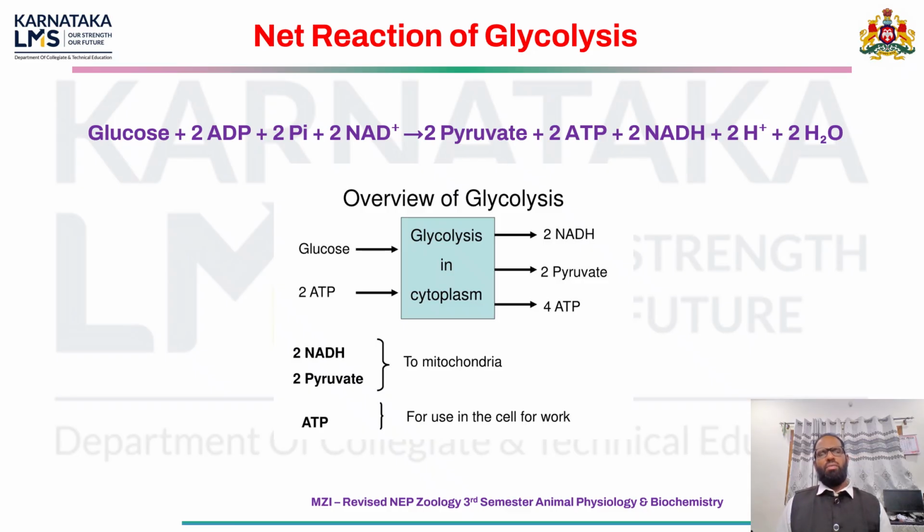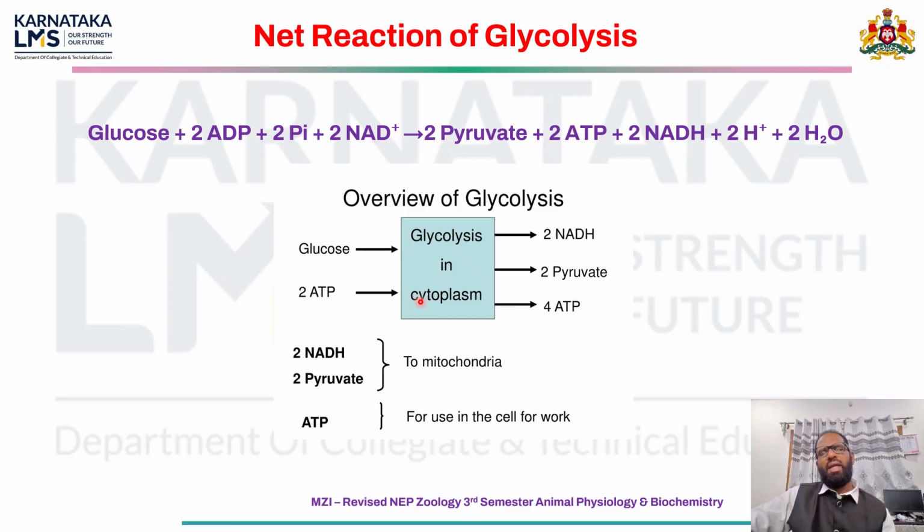And now this is one diagram. Here we can see the overall reaction of glycolysis. One molecule of glucose, two ADP molecules, two inorganic phosphates and two NAD will be utilized, and that is responsible for the formation of 2 pyruvate and 2 ATP, and 2 NADH plus 2 hydrogen ions will be generated, and 2 molecules of water will be generated. The glucose molecule will enter into the cell, and glycolysis will take place in the cytoplasm, and there is an investment of 2 ATPs during this process in the preparatory phase.